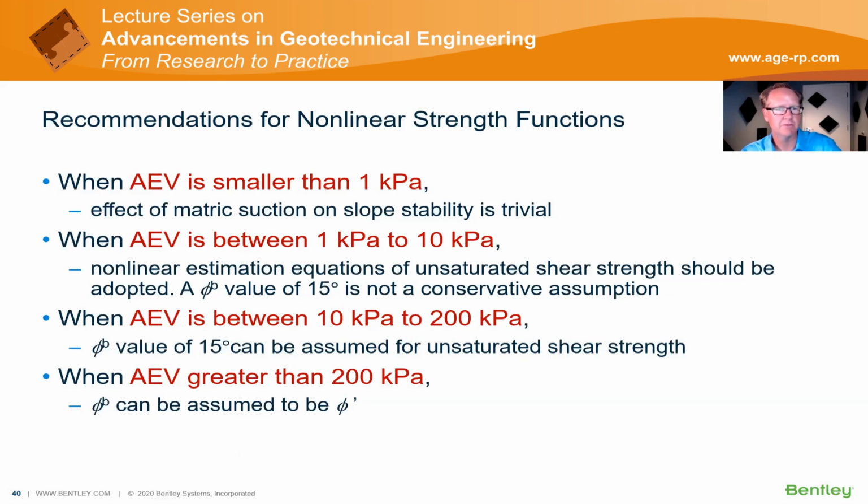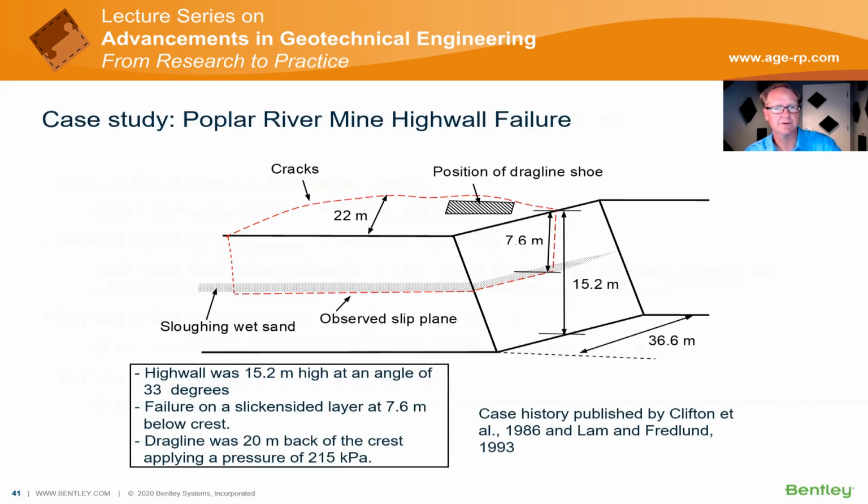If we have an air entry value between 1 and 10, then we can use nonlinear estimation equations to estimate shear strength, and a value of 15 degrees is not really a conservative assumption. If it's between 10 and 200 kPa for air entry value, a phi b of 15 degrees can be assumed for unsaturated shear strength quite effectively. For air entry values greater than 200, phi b can be assumed to be phi prime. These are just ballpark recommendations for applying this in unsaturated soil mechanics in practice.